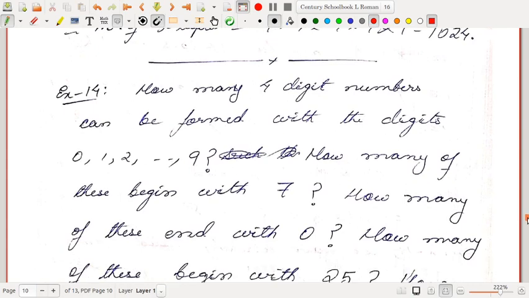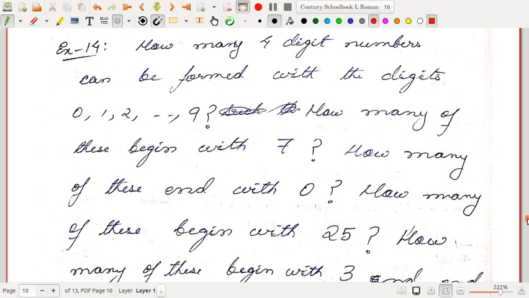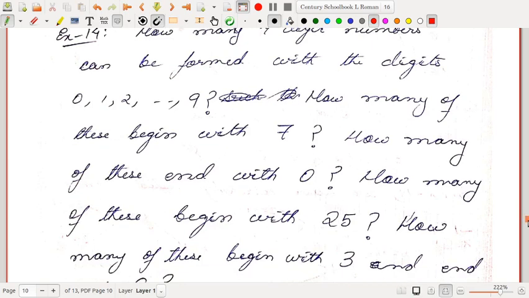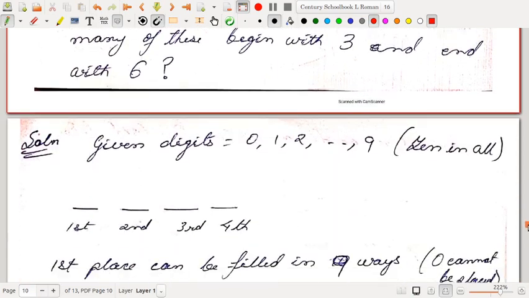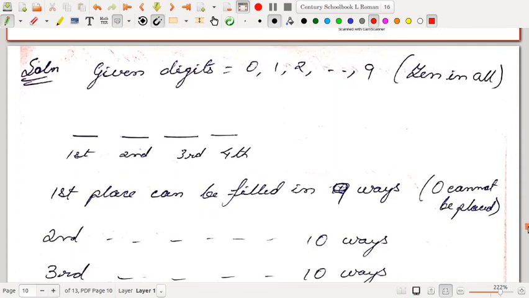Number 14 is, how many 4-digit numbers can be formed with the digits 0, 1, 2, up to 9? And how many of these begin with 7? How many of these end with 0? How many of these begin with 25? How many of these begin with 3 and end with 6? So let us see all of this. So given digits are 0, 1, 2, up to 9.